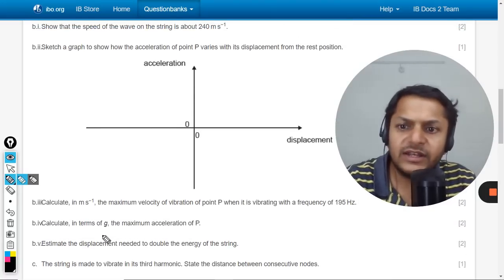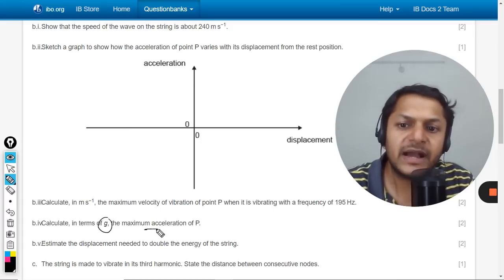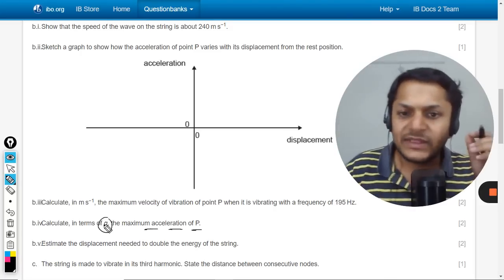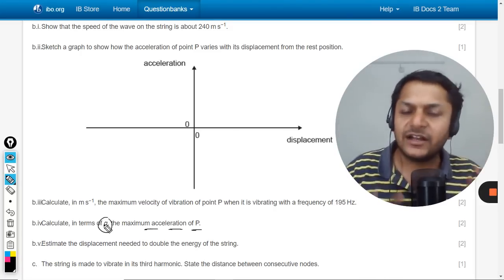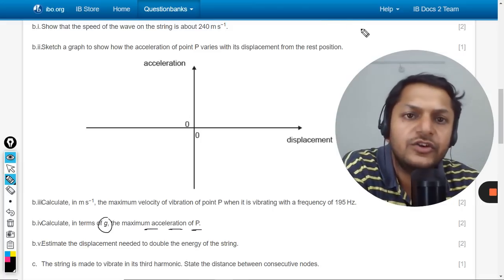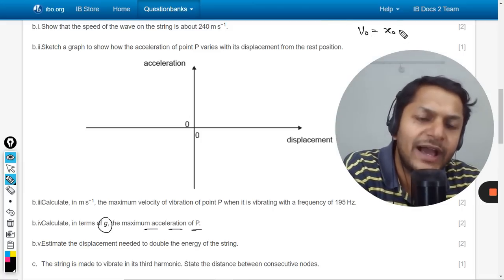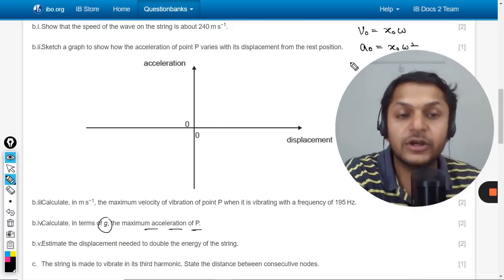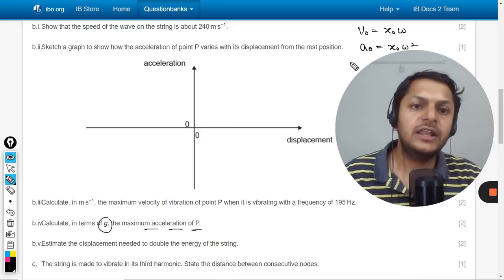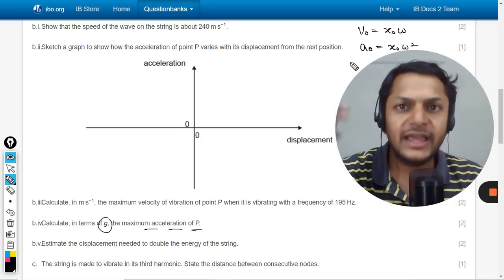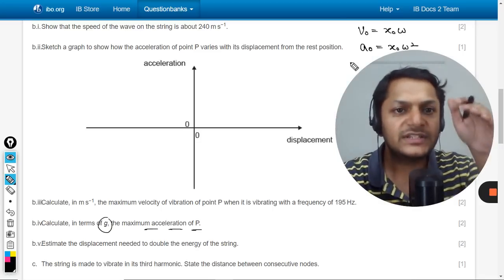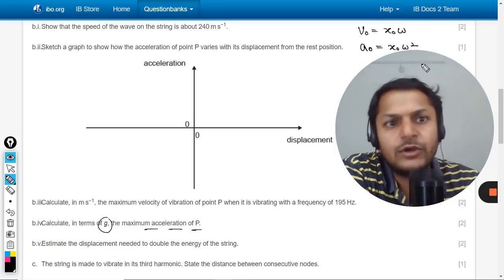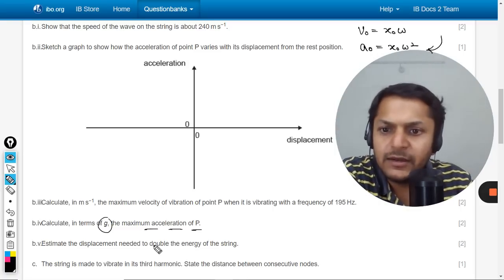Calculate in terms of g the maximum acceleration of the particle P. Now, one thing is clear: particle P is undergoing simple harmonic motion. So if we are using v naught equals x naught omega, why can't we use a naught equals x naught omega squared? Even this formula is given in the data booklet, for the maximum acceleration in simple harmonic motion. So it is x naught omega squared. This is a naught. We are going to apply this formula to find the magnitude.